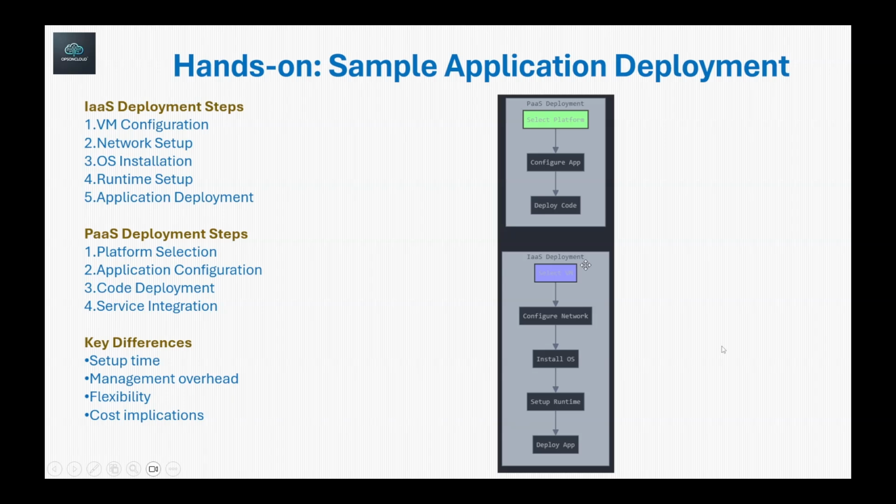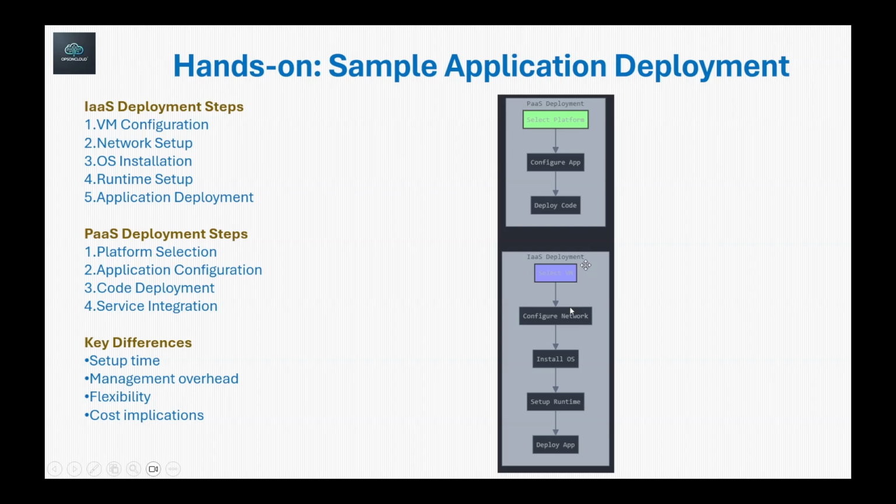And we have to do the OS installation. You should know how your application has been developed and which operating system it is compatible to be deployed with. So we have to do OS installation, where you'll handle updates and patches and do the maintenance, and set up runtime, install necessary runtimes like Java, .NET, Python, etc., and then application deployment. Finally, you deploy your code or application.